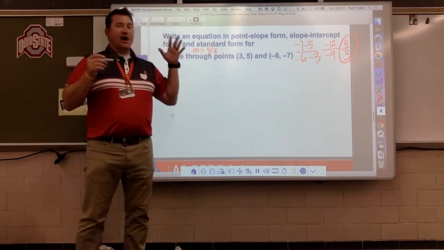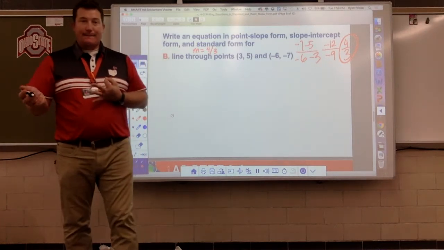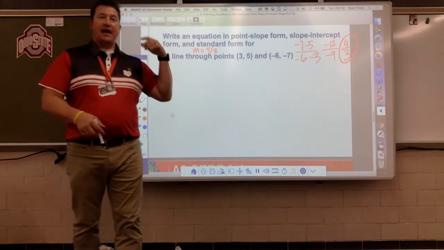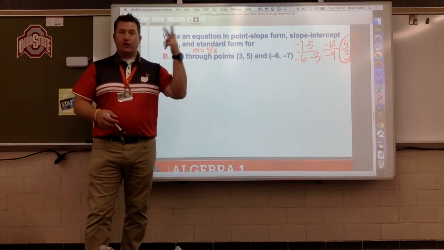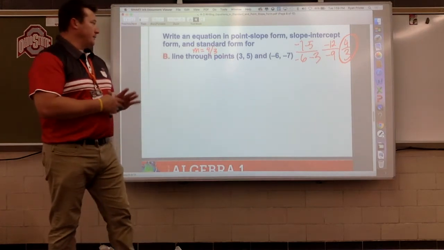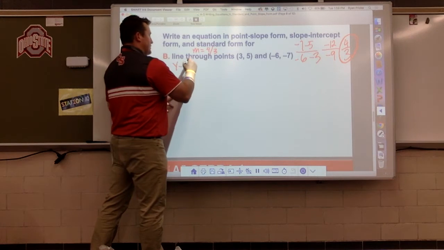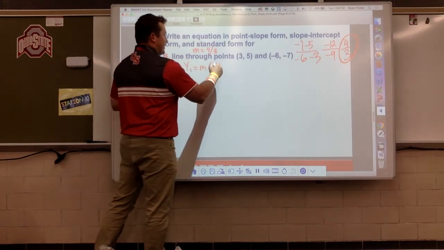And I just need to now write 3 equations that all look different but show the same line. And that's why we have standard form and point slope form and slope intercept form. Okay, so we're going to see 3 different versions of this. So let's go with the first one, point slope. y minus y1 equals m.